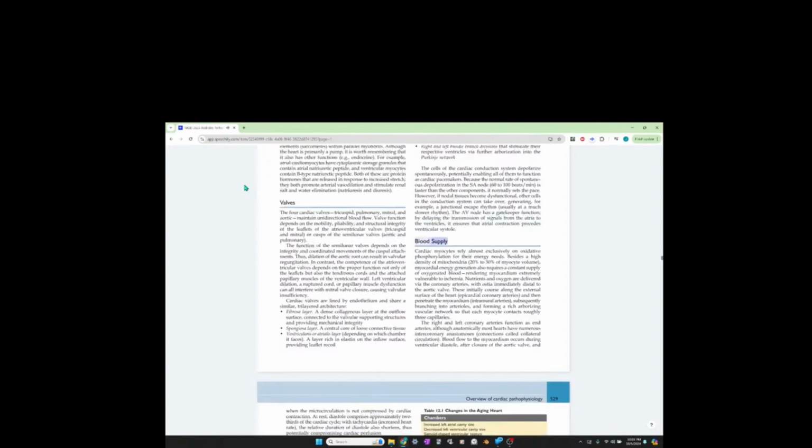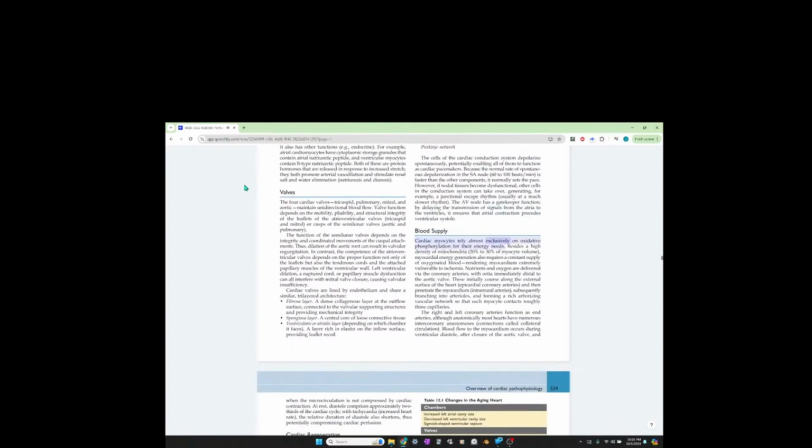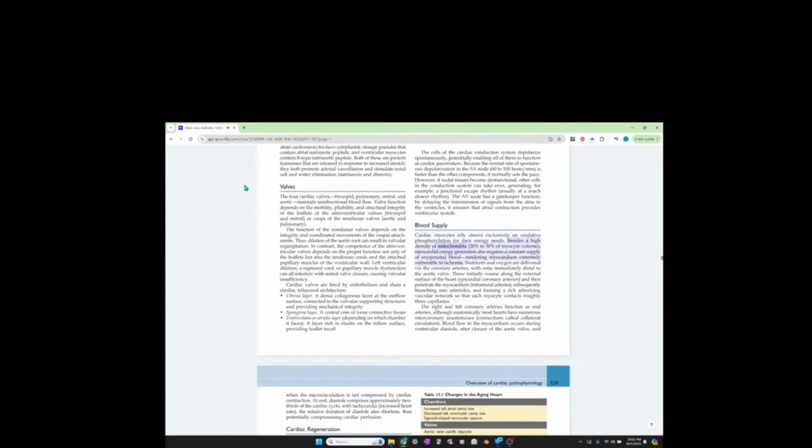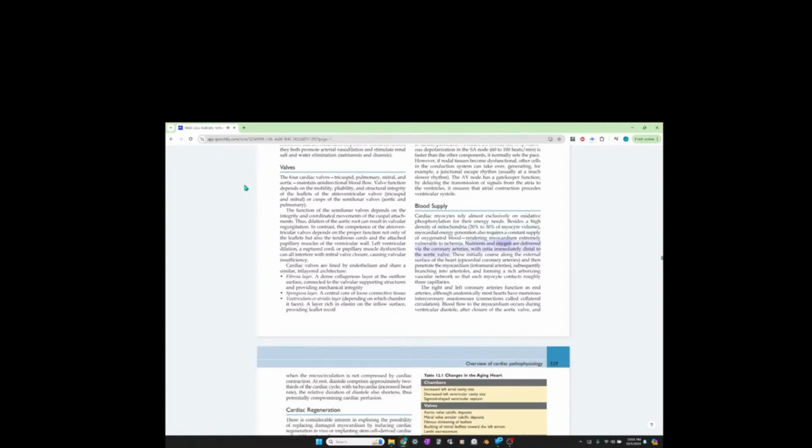Blood supply. Cardiac myocytes rely almost exclusively on oxidative phosphorylation for their energy needs. Besides a high density of mitochondria, myocardial energy generation also requires a constant supply of oxygenated blood, rendering myocardium extremely vulnerable to ischemia. Nutrients and oxygen are delivered via the coronary arteries, with ostia immediately distal to the aortic valve.